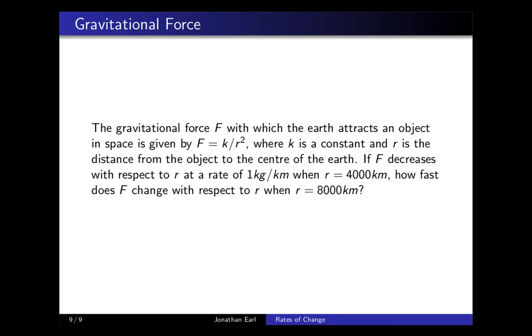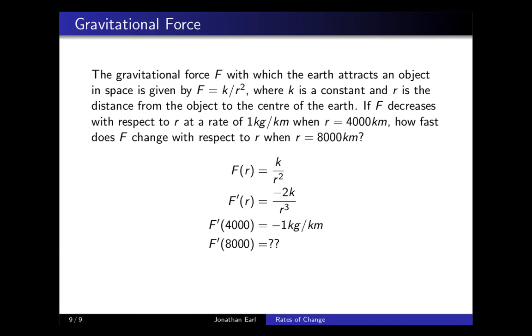So what we're going to say is that when r is 4,000 kilometers, the gravitational force is going to decrease at a rate of 1 kilogram per kilometer. So as you increase the distance by 1 more kilometer, the gravitational force between the two will drop by a rate of a kilogram per kilometer. Then we're going to ask how fast does the gravitational force change when r goes out to 8,000 kilometers?